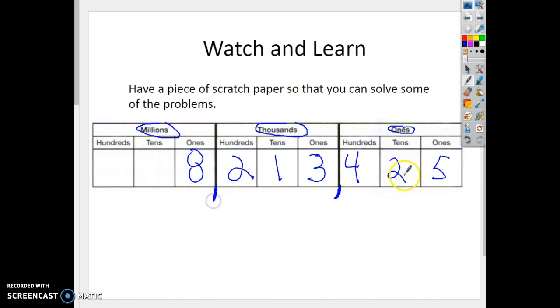The commas really help, because they help you split up your periods. So then you know, if you have 3 numbers, you're in the hundreds. If you have 6 numbers, you're in the 100,000s. If you have 7 numbers, you're going to be in the millions.